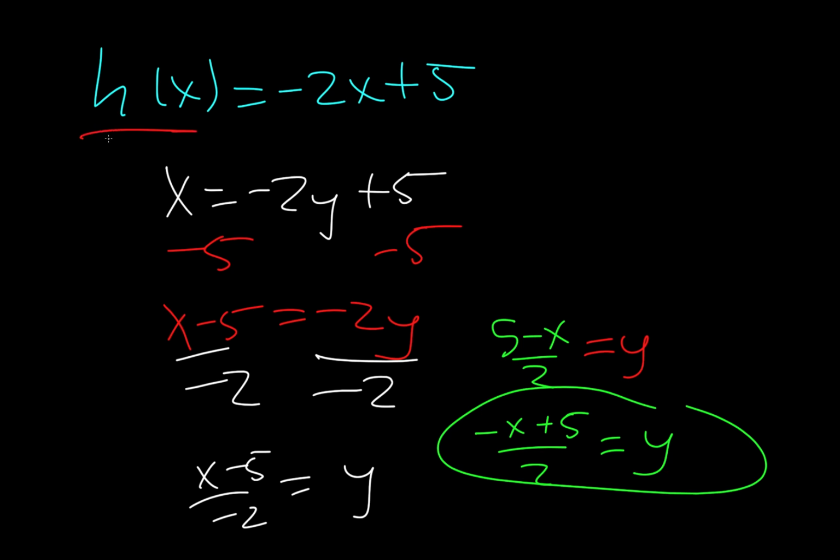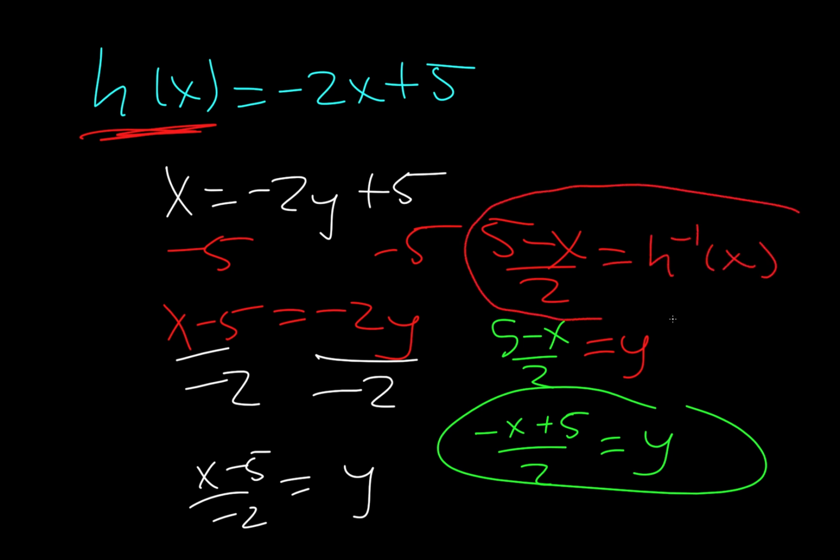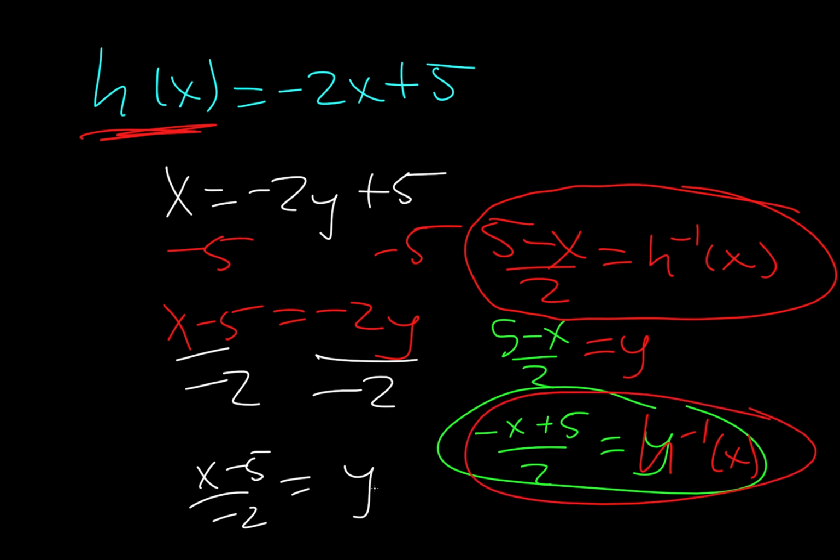And then we have to change it back to h of x. So 5 minus x over 2 equals h to the negative 1 of x, and that would be our final answer. Or we could change this to an h negative 1 of x, and that could be our final answer. So there's three ways that are totally acceptable.